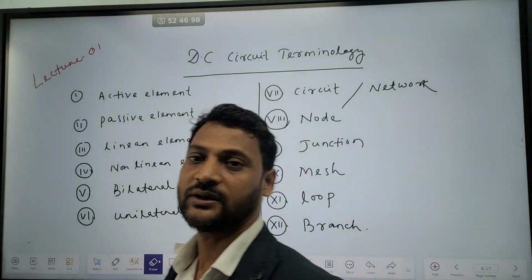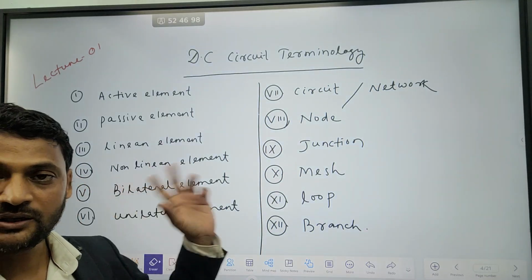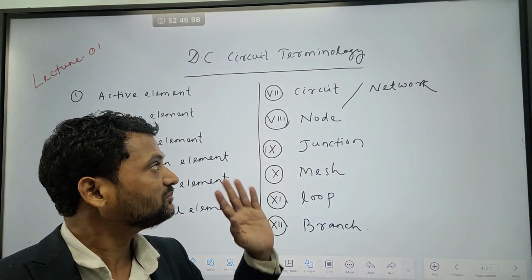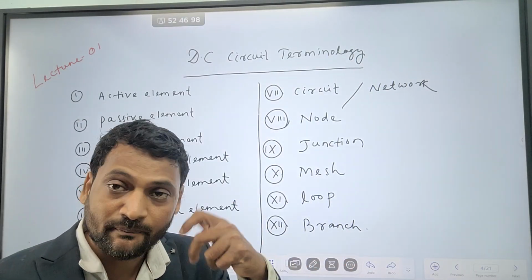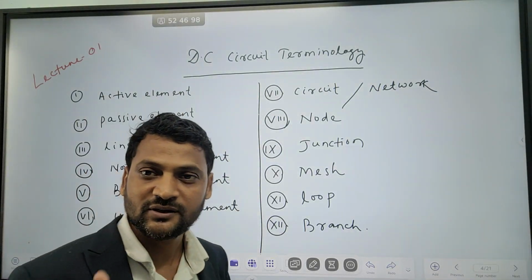So these are the following contents I'll cover in this lecture: active element, passive element, linear element, non-linear element, bilateral element, unilateral element, node, junction, mesh, loop, branch, circuit, etc. So why is this important? Because before jumping to the numericals, you need to understand each and every term carefully. So without further delay, we'll start the lecture.